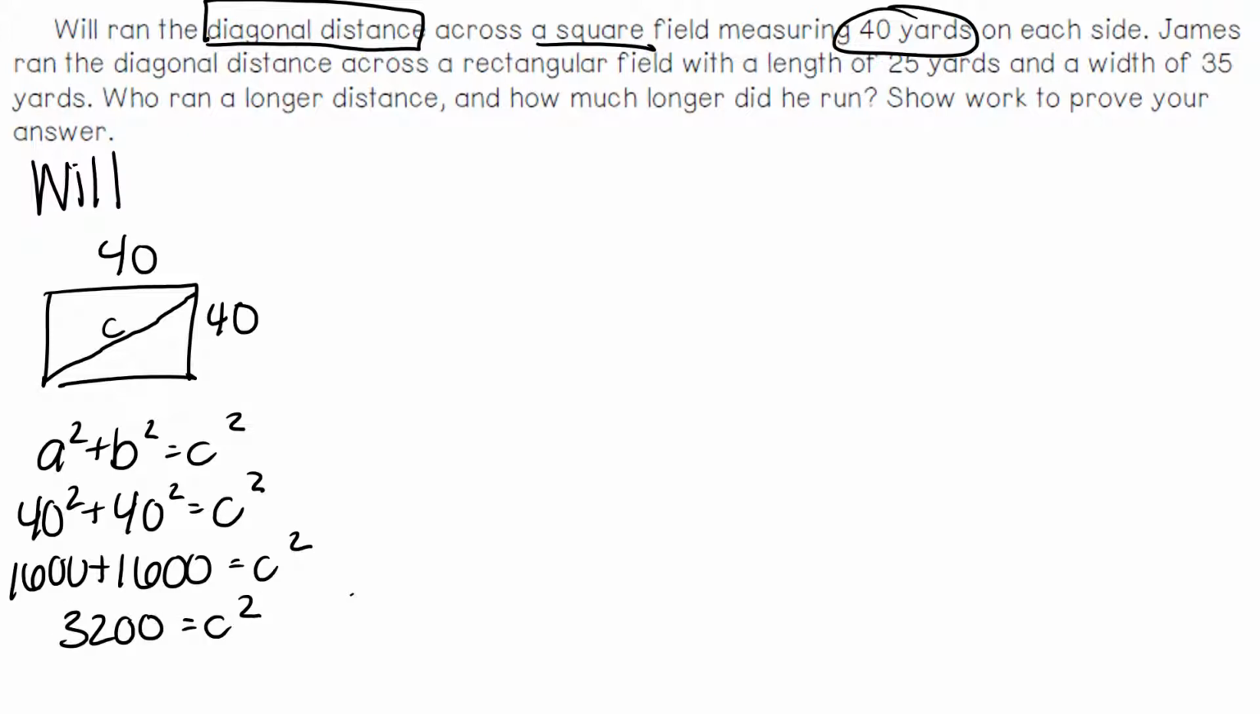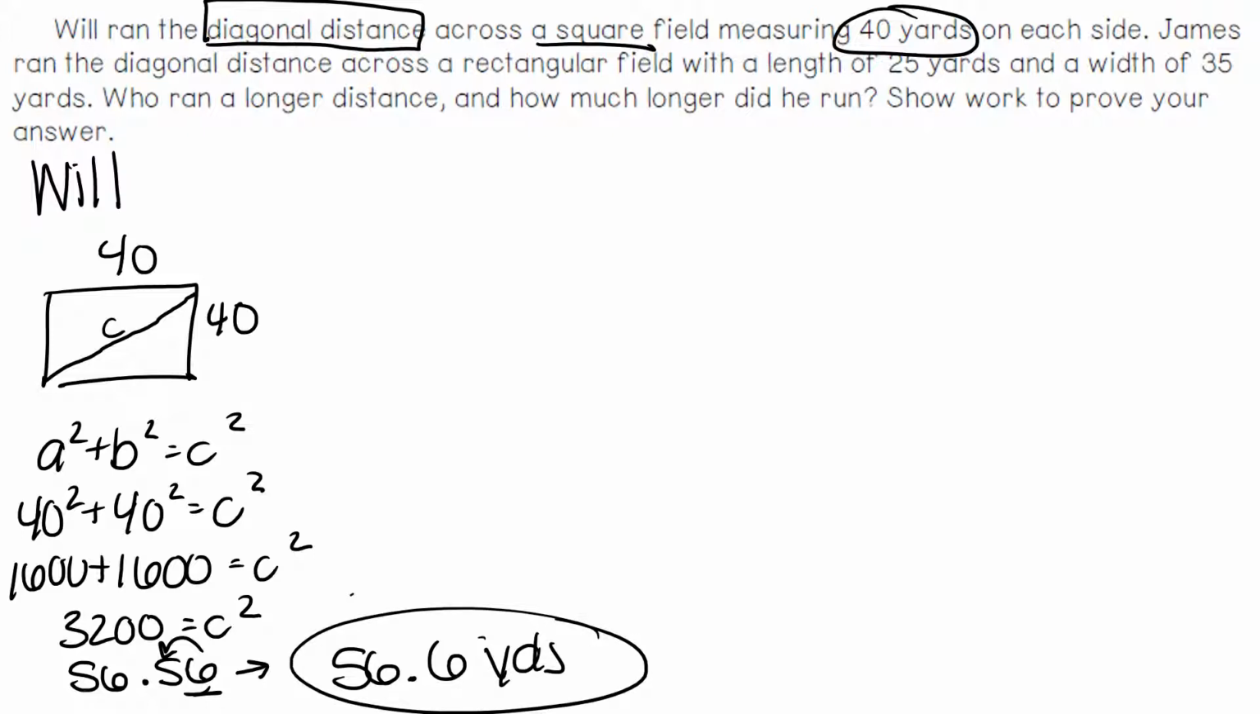Our last step of the Pythagorean theorem is to take the square root. We get an answer of 56.56, which rounds up. 5 and higher rounds up. So 56.6 yards. So that's Will's distance, 56.6. Now to do James's distance.